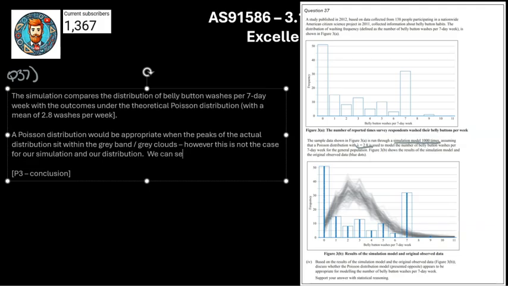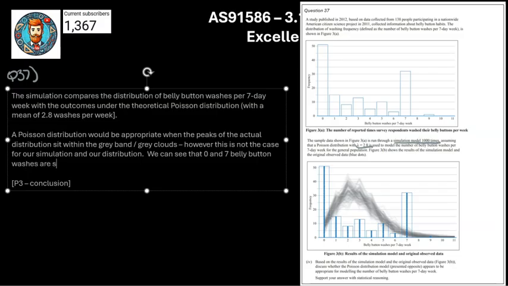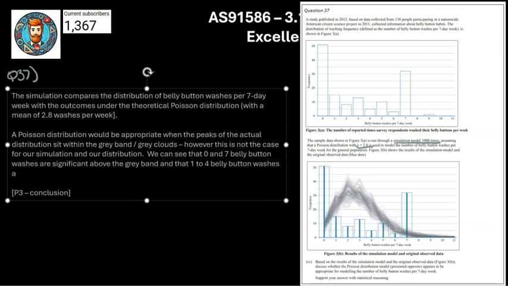So we can see that 0 and 7 belly button washers are significantly above the grey band, and that 1 to 4 belly button washers are below the grey band. Okay, so that's what we expected to see and what we're actually seeing. We can now wrap up with an overall conclusion. Do we think this is working, yes or no? And in this case, I think it's a clear no.